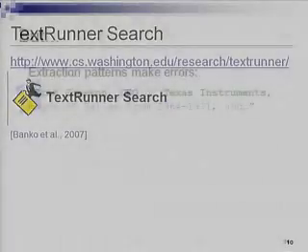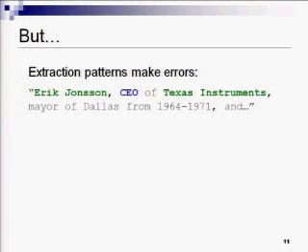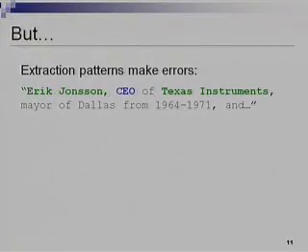Okay. So the catch, though, is that extraction patterns are imperfect. So if we apply our X, comma, C of Y pattern to this sentence, we'll extract that Eric Johnson is the CEO of Texas Instruments, and that's correct. However, if we apply the same pattern to a different part of the sentence, we'll extract that Texas Instruments is the mayor of Dallas, right?